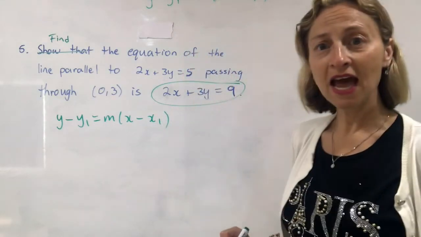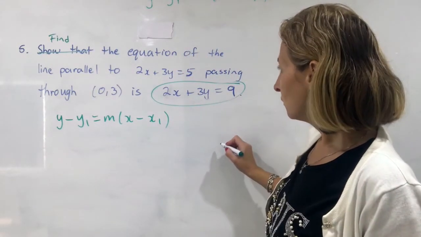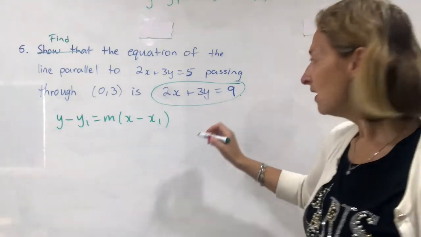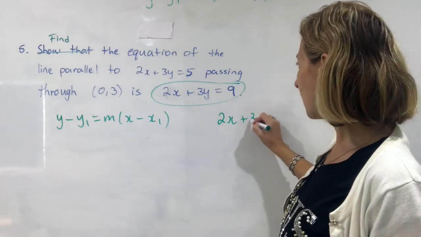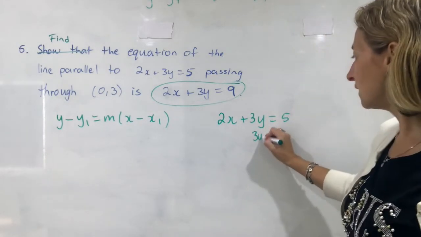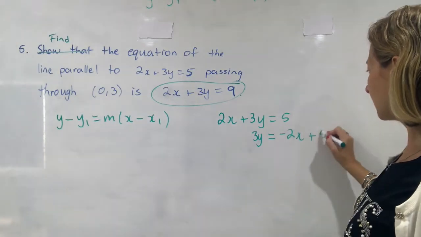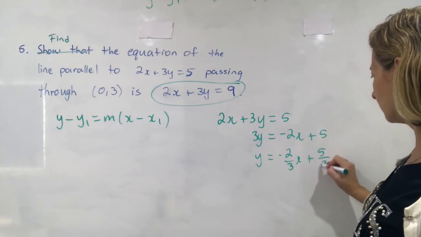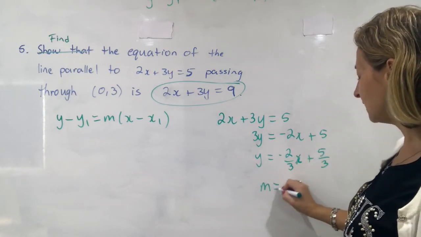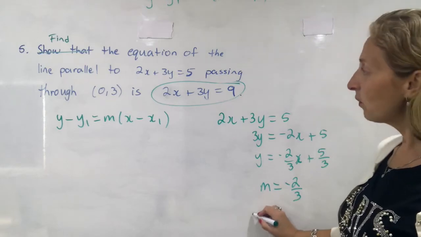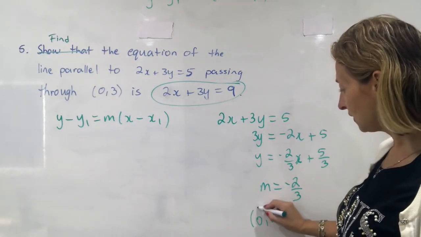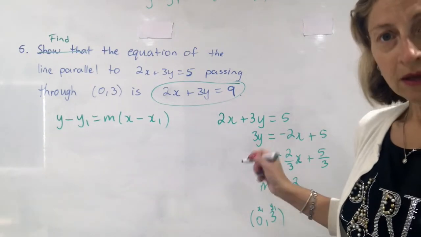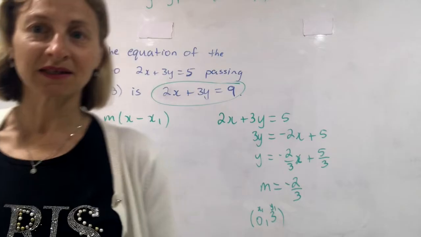I need a gradient and I need a point. So my gradient, I know I need to get from that, they're parallel. If the lines are parallel, they have to have the same gradient. So I need to first rearrange this equation to make it in the form y equals mx plus b. Well, we should be getting good at this by now. And I know that my gradient is minus 2/3 and my point is obviously (0, 3). Don't forget to label it x1, y1. It doesn't matter how good you are, always label it so that we don't make a mistake somewhere else.